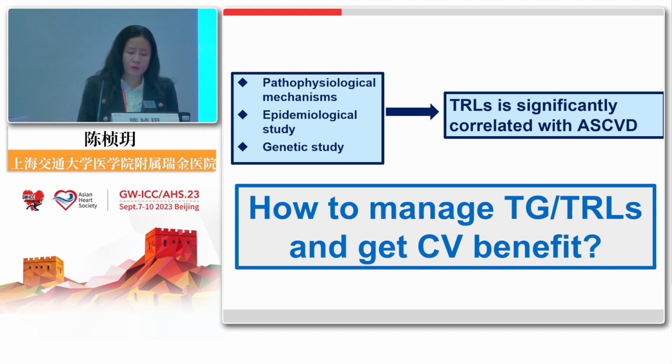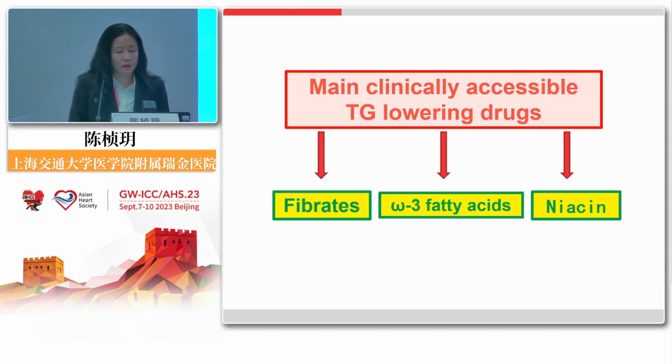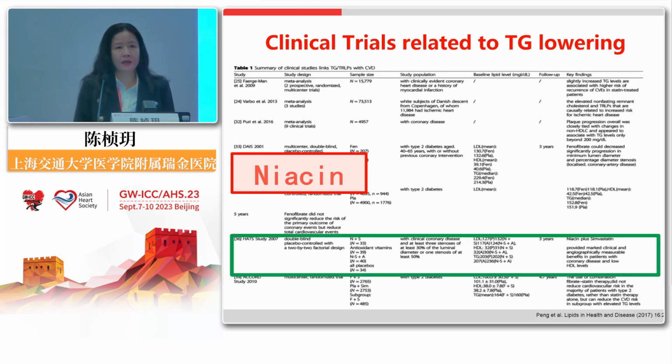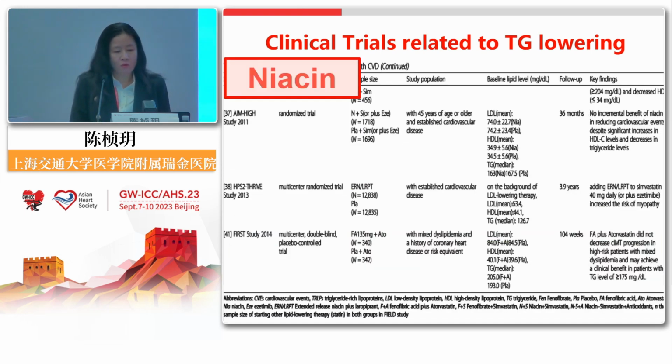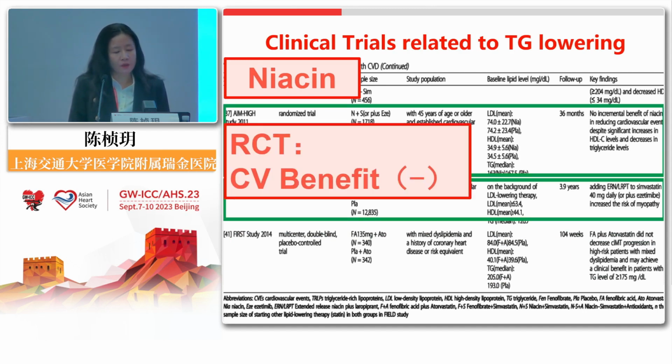Then how to manage TG or TRLs and get CV benefit? Now we can see clinically accessible TG-lowering drugs include fibrates, omega-3 fatty acids, and niacin. Niacin is kind of a tragic medication. Almost all of the clinical trials showed negative data for CV benefit. So it's basically dead in CV benefit and prevention of CVD risk.